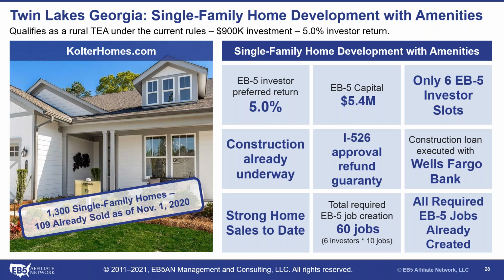The second project we have available that we've just put together is called Twin Lakes, Georgia. It's a single family home development with many amenities outside of Atlanta, Georgia. It's a rural TEA and qualifies at the $900,000 investment level. It's an equity investment project with a 5% investor return, which is very compelling, given that most projects are less than 1%. This project only has capacity for 6 investors, and we've already closed 2 of the slots, so we only have a few slots left.